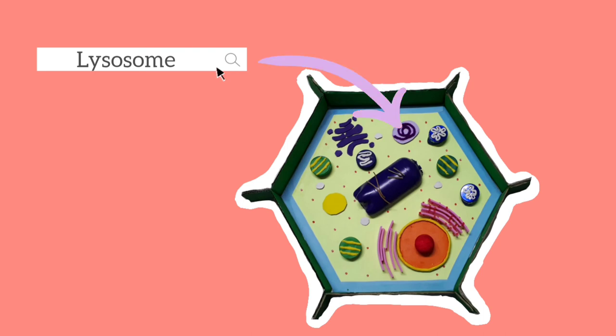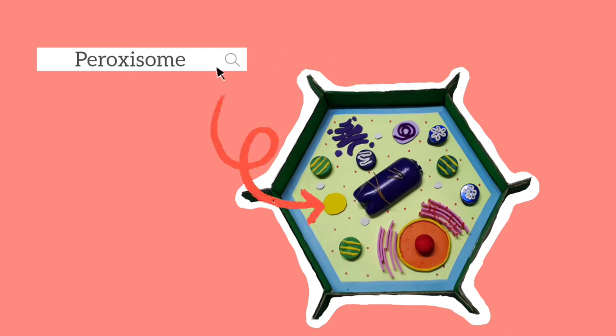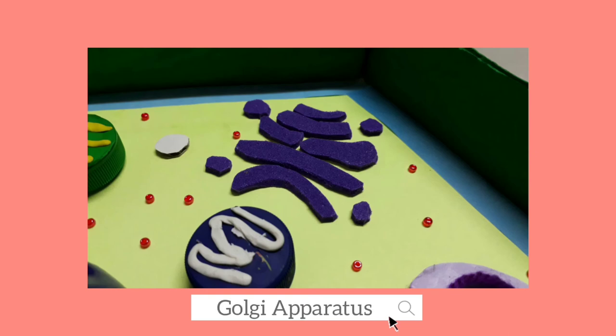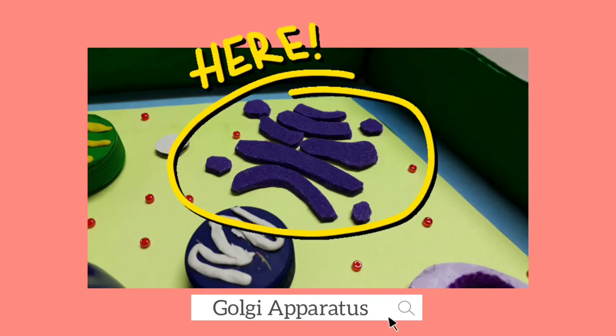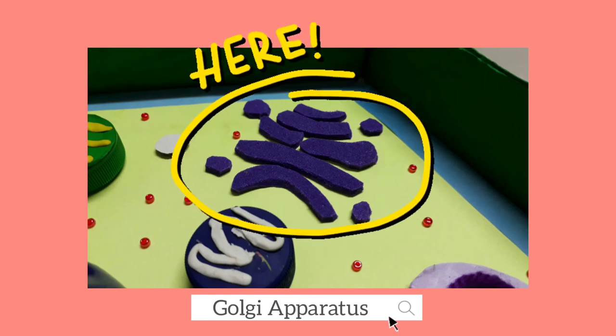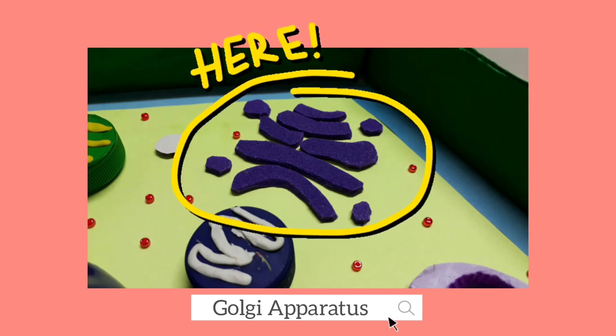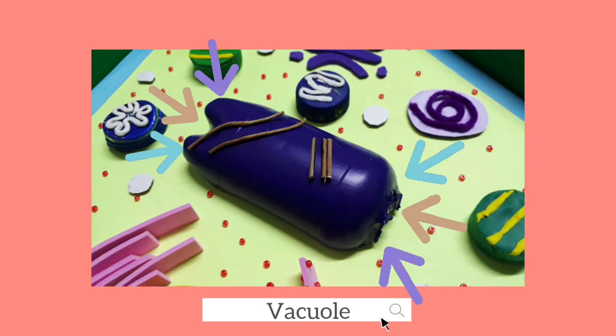Lysosome. They perform the function of cellular waste disposal by digesting worn-out organelles, food particles, and foreign bodies in the cell. Peroxisome. They play important roles in metabolism, detoxification, and signaling. Golgi apparatus. They are involved in distributing synthesized macromolecules to various parts of the cell. And lastly, vacuole. Its main function is storage. It stores food, water, metabolic, and toxic waste.